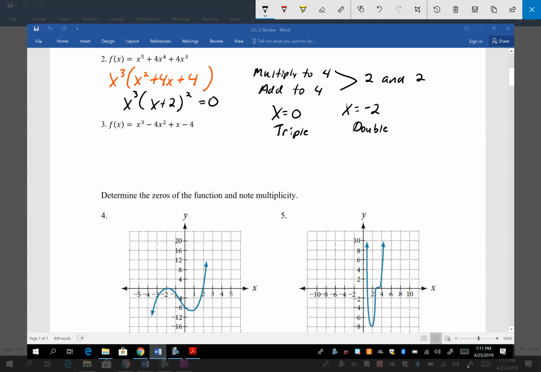Where did the first x come from? The first x, I asked myself, what number cubed makes 0? What number cubed makes 0? Don't trick yourself, it's 0.